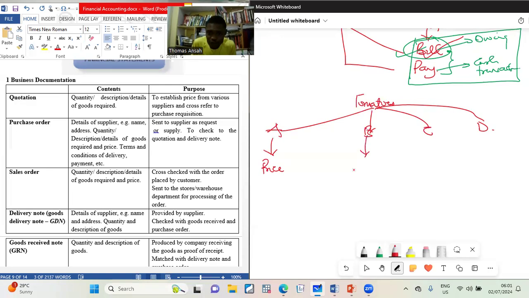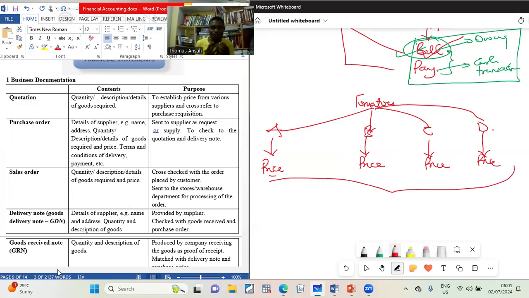You ask this one for the price, you ask this one for the price, and you ask this one for the price. So you ask the first one for the price and say, okay, I'm coming. You go to the next one and ask for the price. You realize that among these four, there will be one whose tomatoes are hard, strong, like the Burkina tomatoes, and the price is also cheap. So you select that one. That is what we call quotation. You are getting quotes.